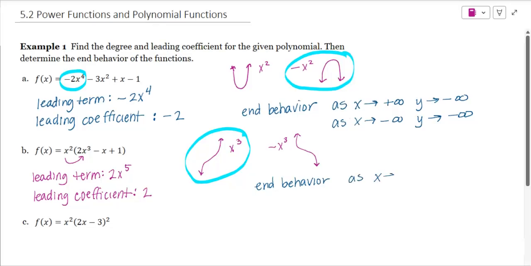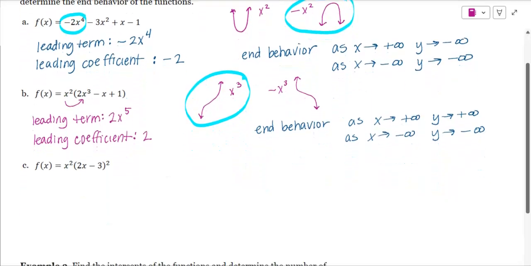So for our end behavior here, as x goes towards positive infinity, our y values are going up towards positive infinity. That's this part of the graph here. And as our x values are going towards negative infinity, our y values are going down towards negative infinity. That's this part of the graph here.